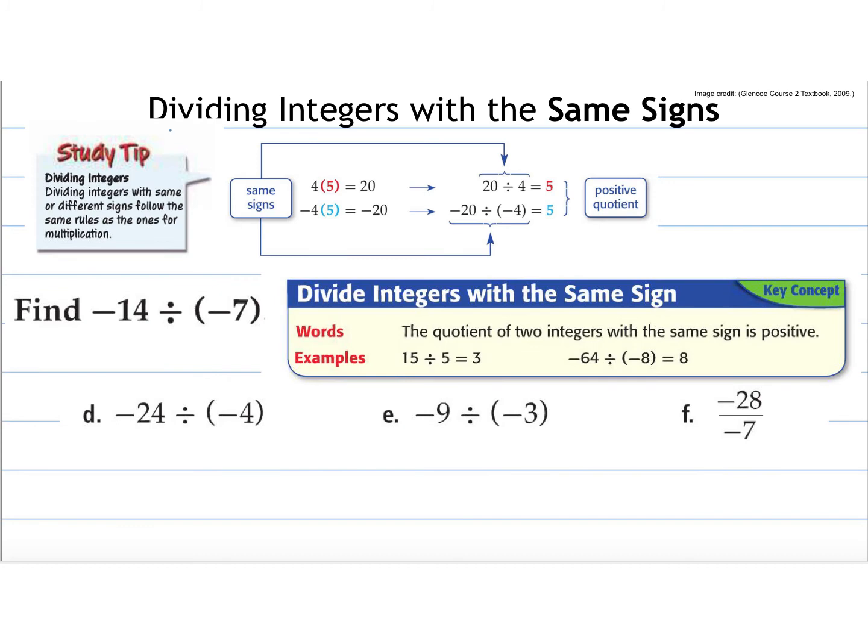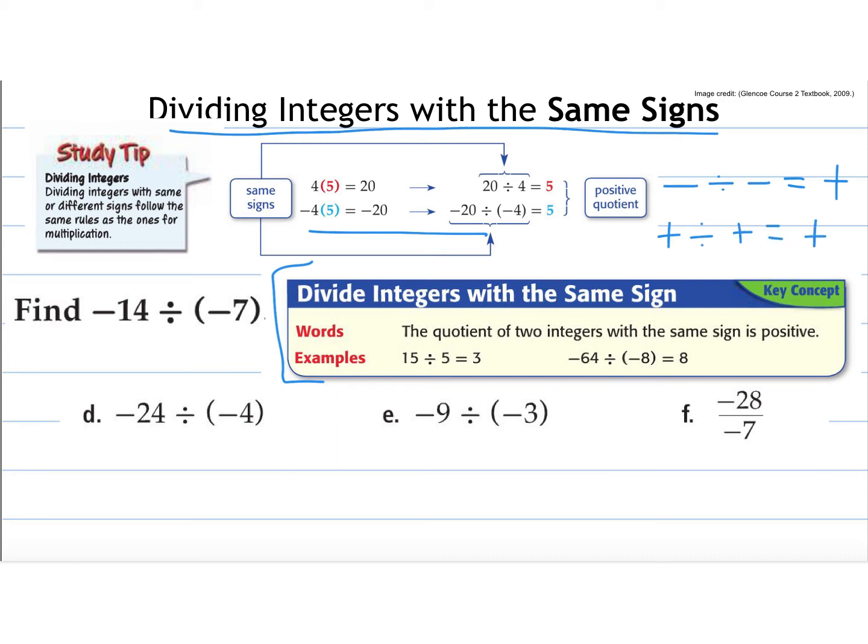Okay, now when we are dividing integers with the same signs, just like when we were multiplying with the same sign, and the answer came back positive, same thing with dividing, and that again is shown here with those multiplication and division statements. So make sure you've got this written down. If two integers have the same sign, it's going to be positive. So a negative divided by a negative is a positive, just like a positive divided by a positive is a positive.